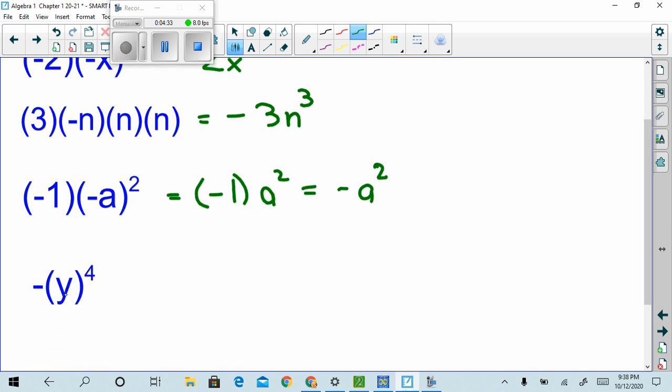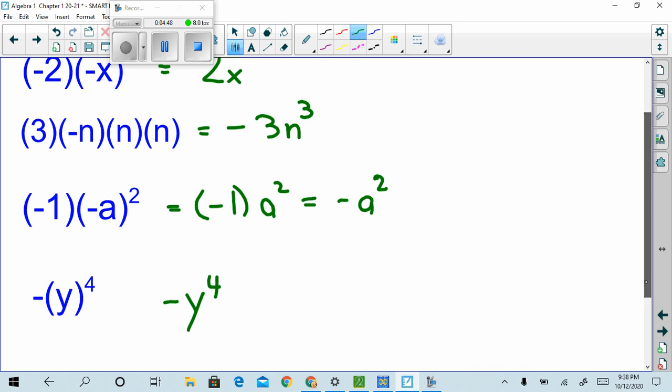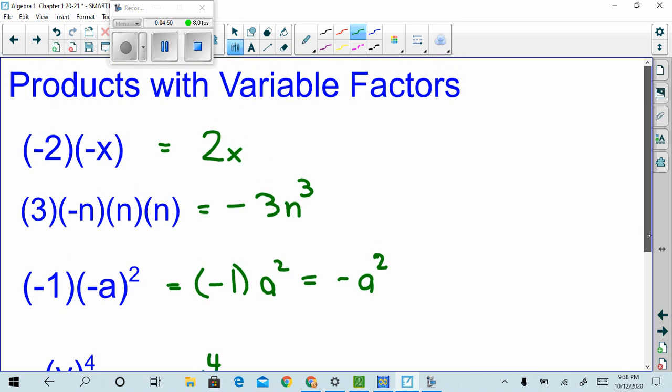This one says take y, multiply it by itself 4 times, so that's y to the fourth power. And this negative on the outside is telling you the opposite of, or multiply by -1, and there's your answer. So I'm keeping this video short since we do have a live session, and we'll go over these in class.